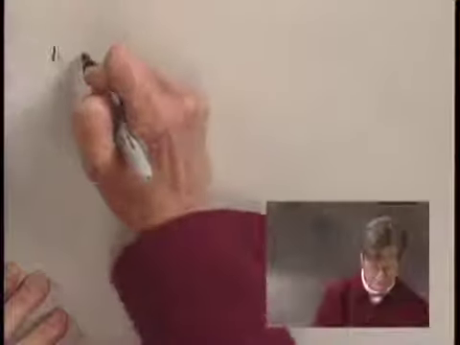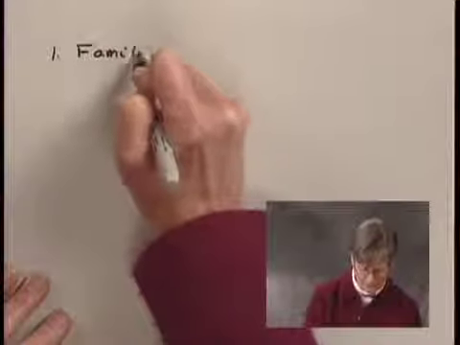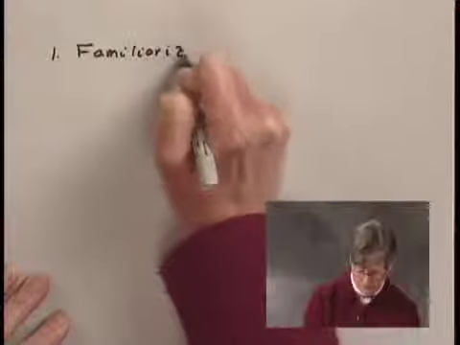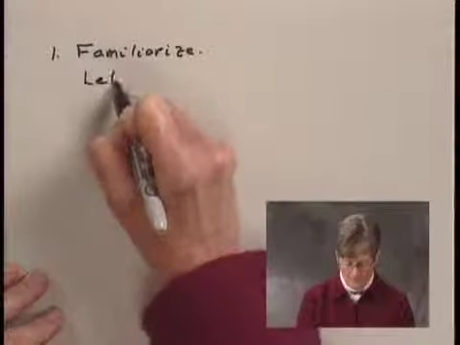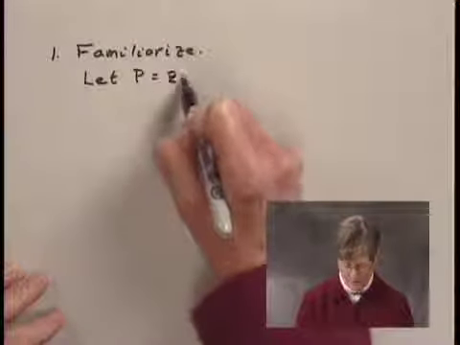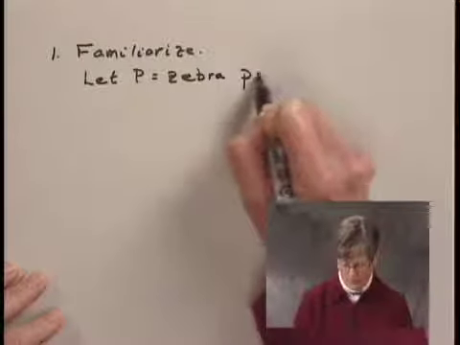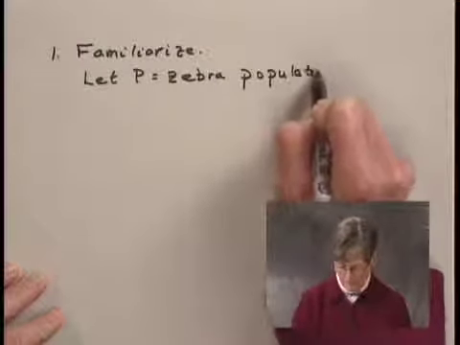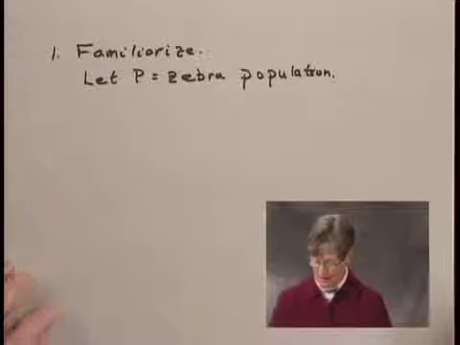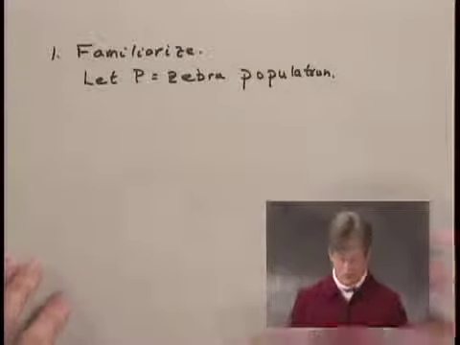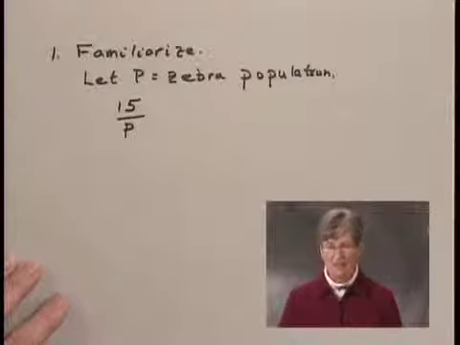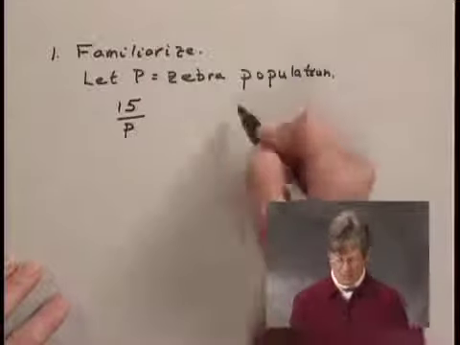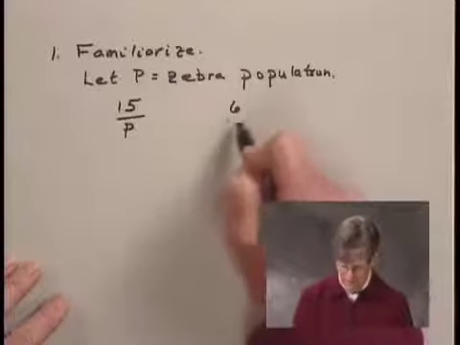Well, let's begin by familiarizing ourselves with the problem. First of all, let's let the letter P represent the zebra population. Now, the problem tells us that the ratio of zebras tagged to the total population then is 15 to P. And of the 20 zebras that were caught later, 6 were tagged, so that ratio was 6 to 20.